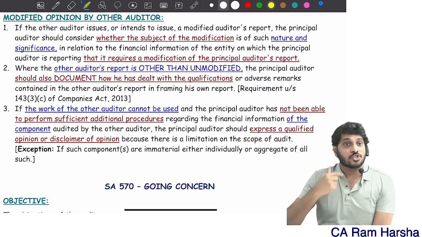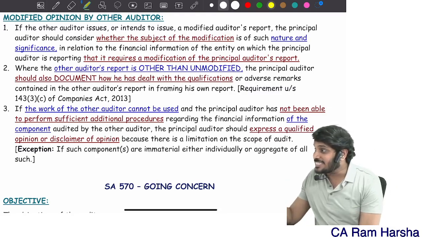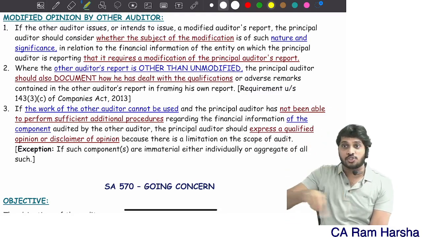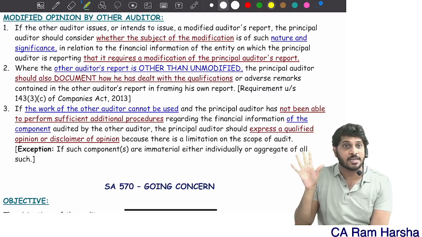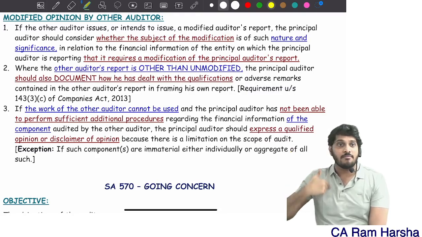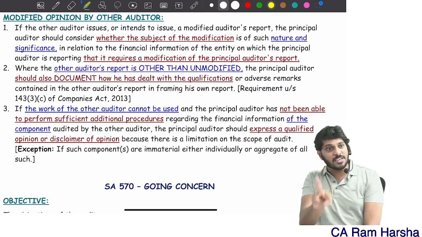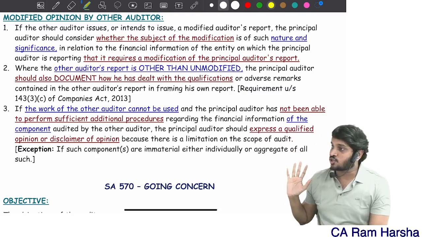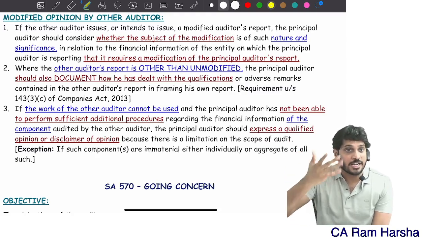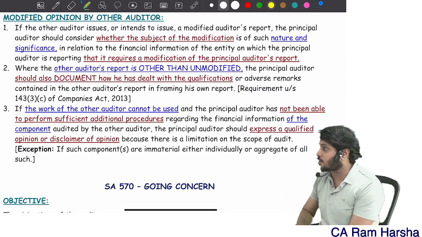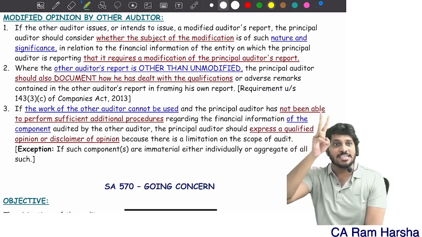Suppose the other auditor gave an adverse opinion in the component audit report. Should the principal auditor also give an adverse report? No. See what its materiality is to the overall consolidated financials, overall standalone financials. If it is material but not pervasive, he will give a qualified opinion. If it is material and pervasive, the principal auditor also will give an adverse opinion. Suppose I am unable to use the reports of other auditors, because management is not letting me use them: qualified opinion or disclaimer of opinion.